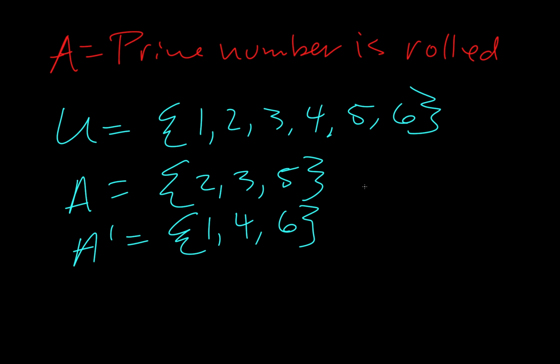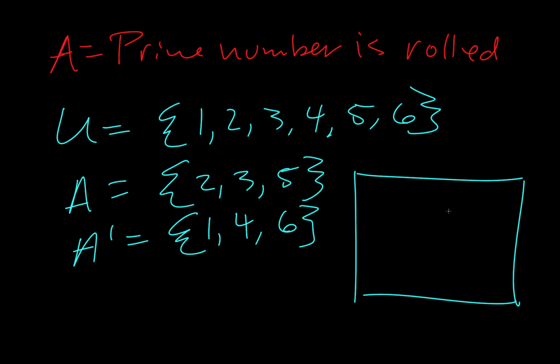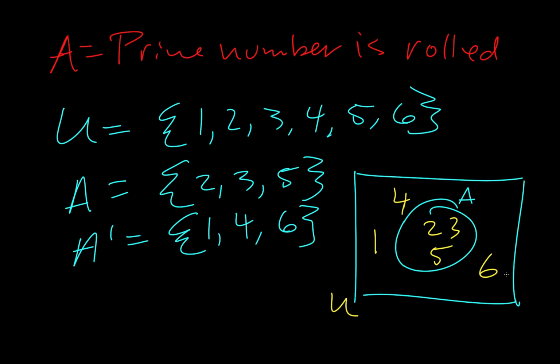Now the next part is draw a Venn diagram of this situation. And so we have A, we consider this our U. So we write everything that's in A, 2, 3, 5. Then we write the rest of the stuff, 1, 4, 6. Okay.